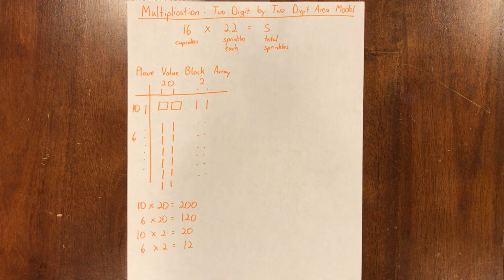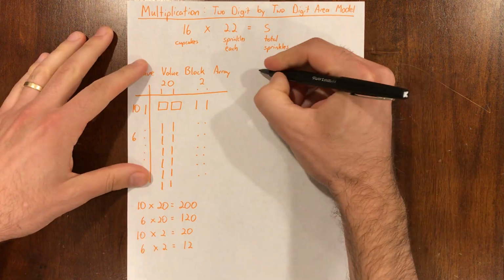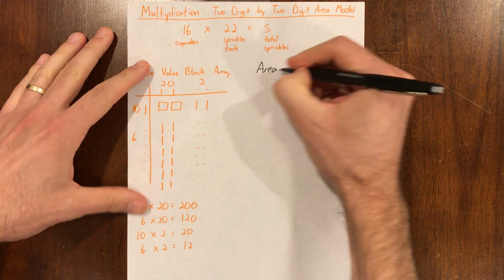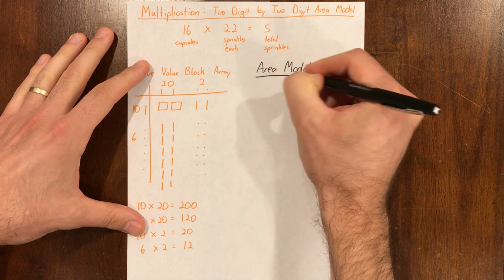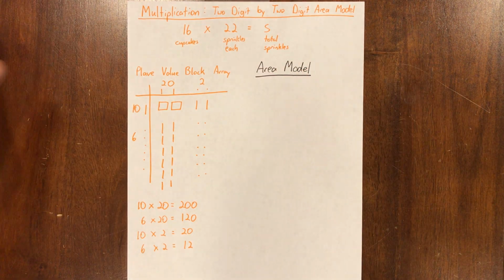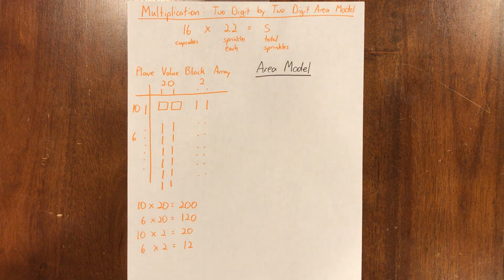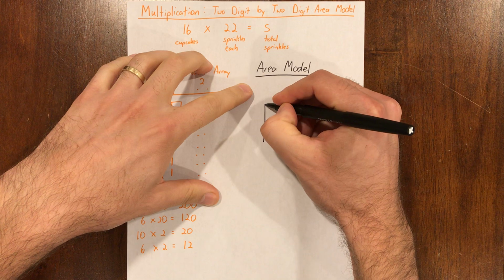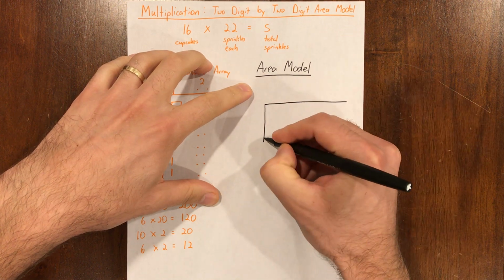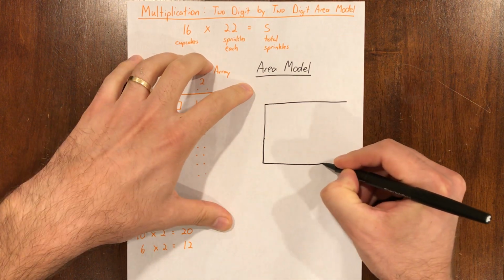All right, so let's shift our focus for a second. If you were going to use the area model to solve this problem, what would be the first thing that you would need to do? Go ahead and say it out loud. Right, we need to draw a rectangle.